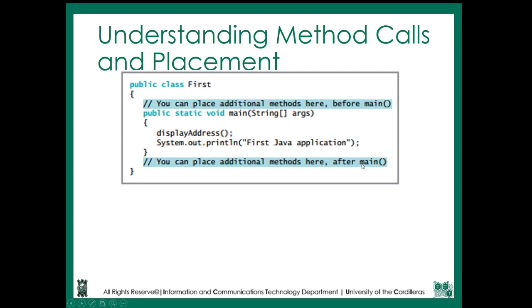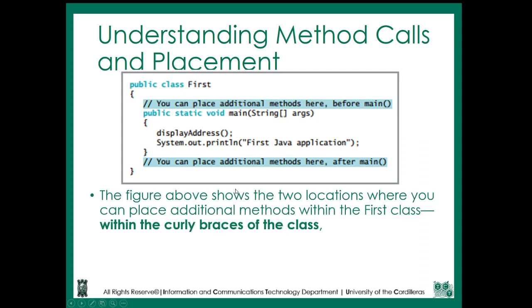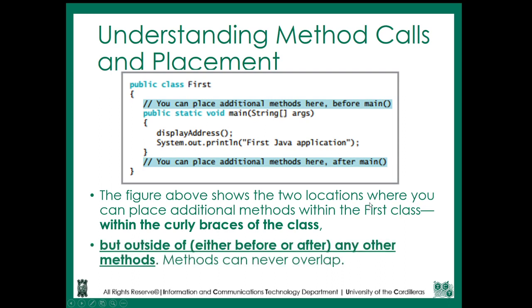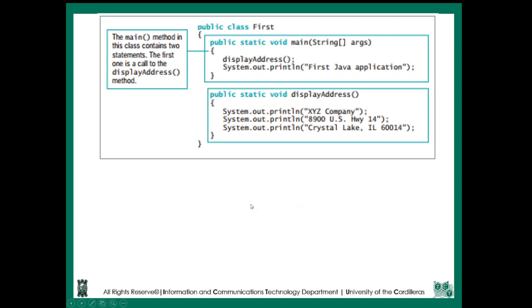You have to remember that you can actually add as many methods as you want. Okay? So it shows the two locations where you can place additional methods: within the curly braces of the class, but outside of either before or after any other methods. Methods can never overlap. Okay, now let's take a look at this example.